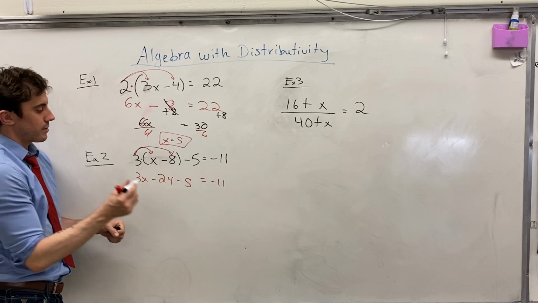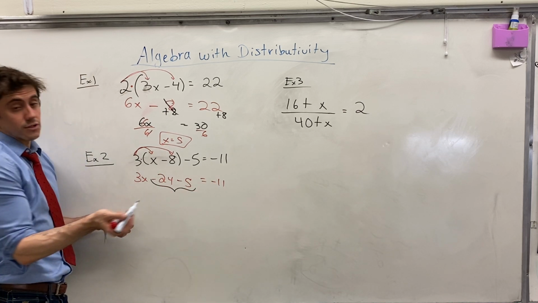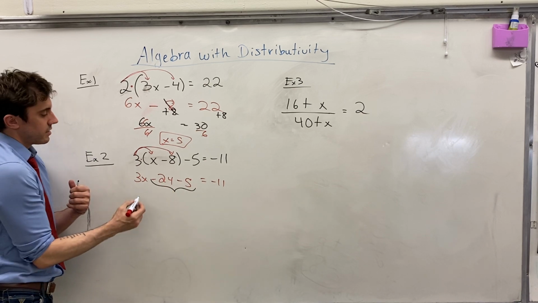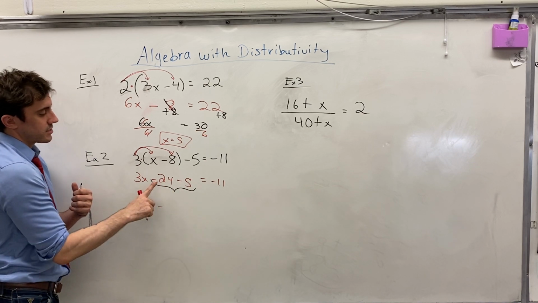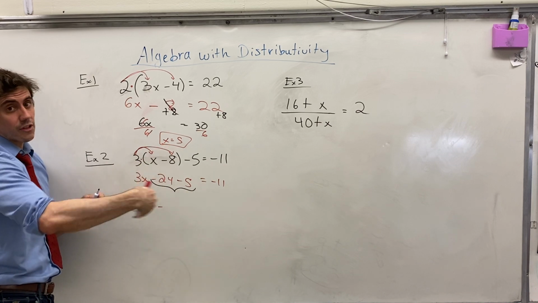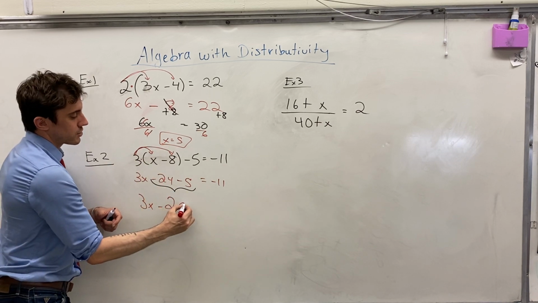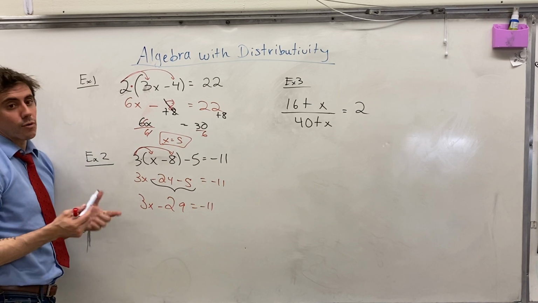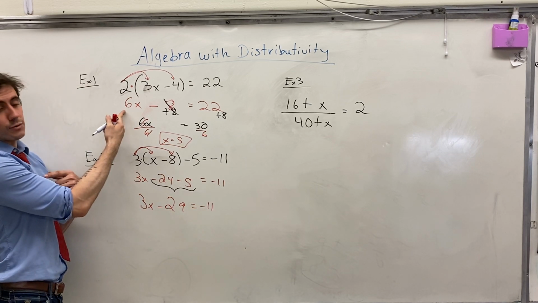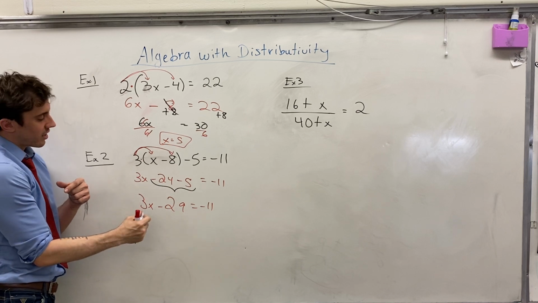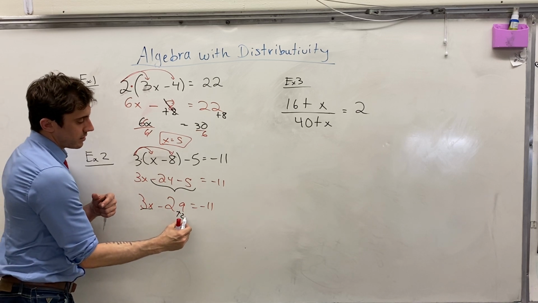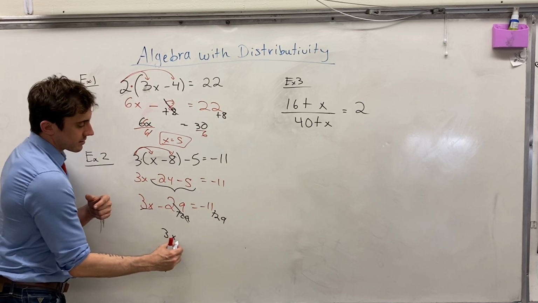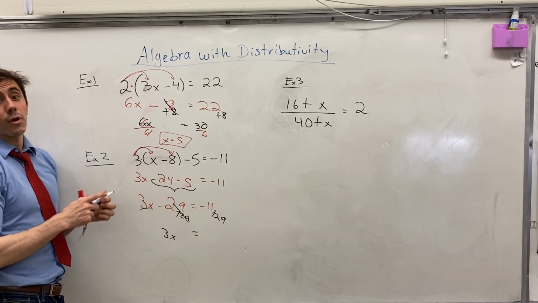Now we can go ahead and put these 2 terms together, because these are 2 numbers, and we know how to subtract numbers. So we have 3x minus 24 minus another 5 means minus 29, and we have equals negative 11. Now we're back to a nice step 2 equation. We want to isolate the term with the variable, so we'll add 29 on both sides, and so 3x is equal to negative 11 plus 29.